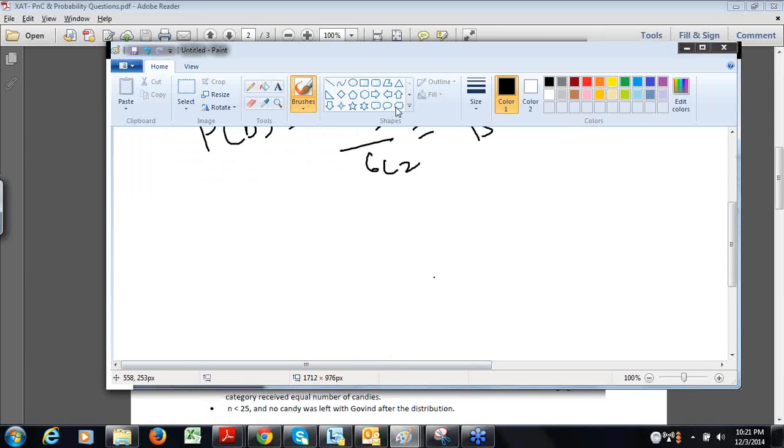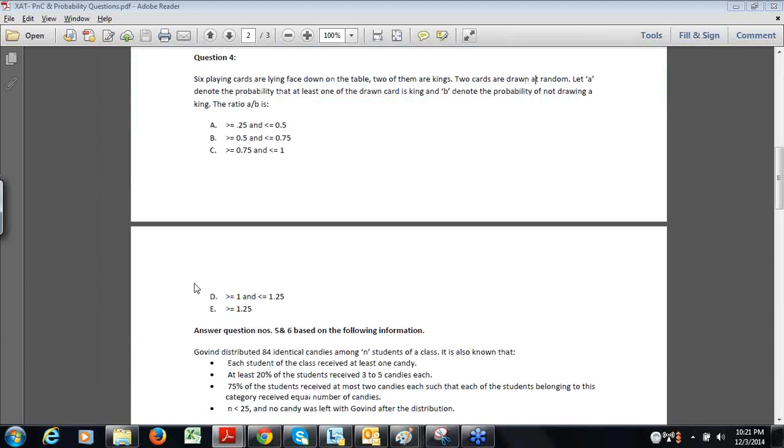Now it is asking what is the value of A by B. A by B will be what? 9 by 6, which is equal to 1.5. Now what is the option we have given? E. E option is greater than or equal to 1.25. We'll go ahead and mark option number E.